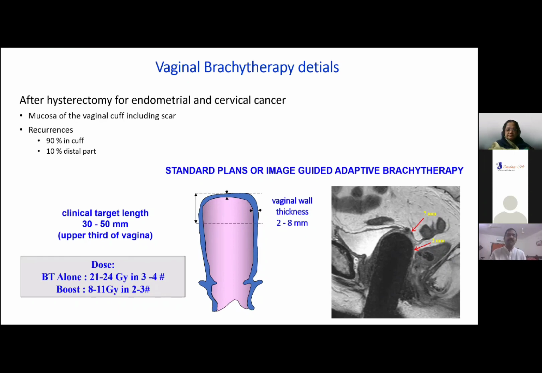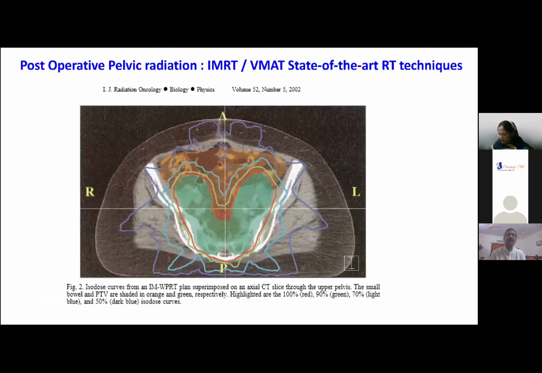Why this is important is that a couple of decades back, there was an understanding that the whole vagina has to be radiated with brachytherapy, and this usually would land up with severe vaginal morbidity, and these patients would have poor quality of life. However, it is very clear, and the evidence is very much in favor of treating only the upper third of vagina.